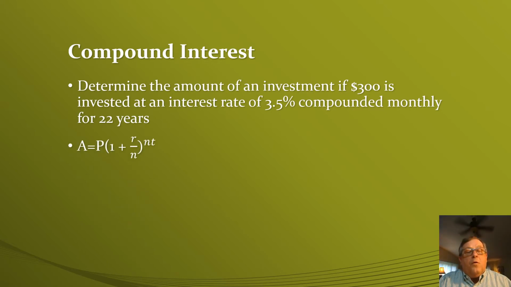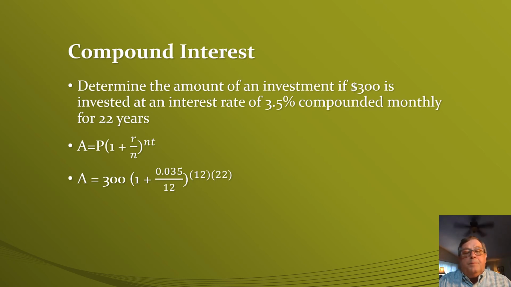So we're trying to find, here's our formula again. We got A equals P. A is what we're trying to find. P we're going to substitute in 300 times 1 plus R, that would be 0.035, over N. Our compounding periods are 12 because it's compounded monthly. There's 12 months in a year. Raised to the power of N, which again is 12, times T, which in this case is 22 years. So here we have it filled out. We got A equals 300 times 1 plus 0.035 divided by 12 raised to the power of 12 times 22.